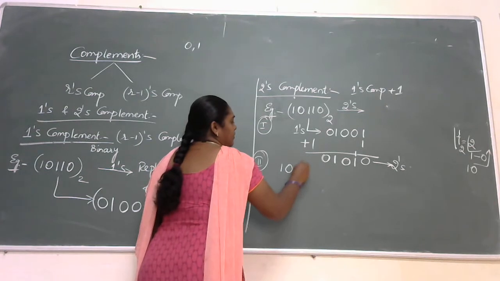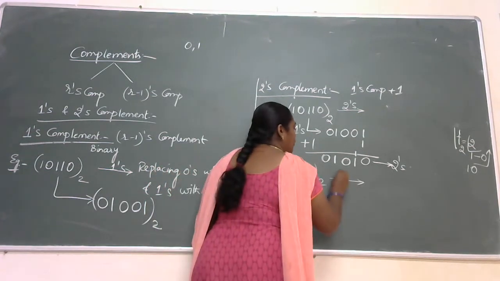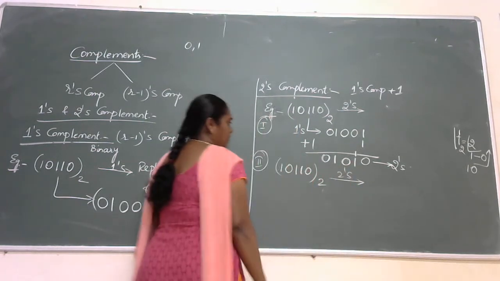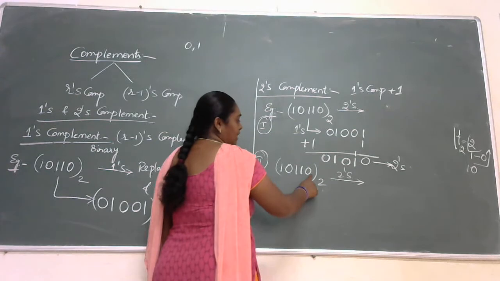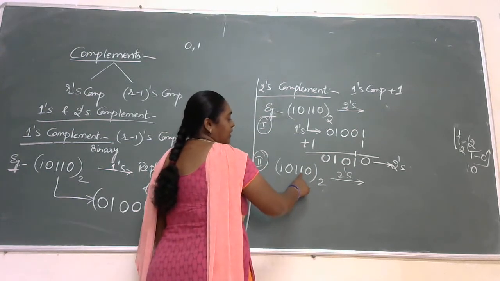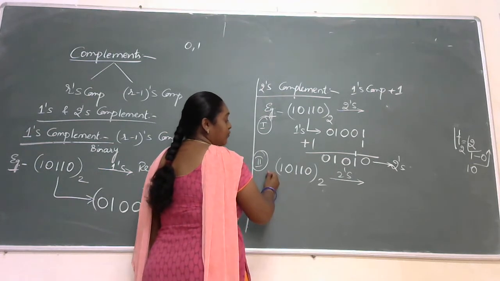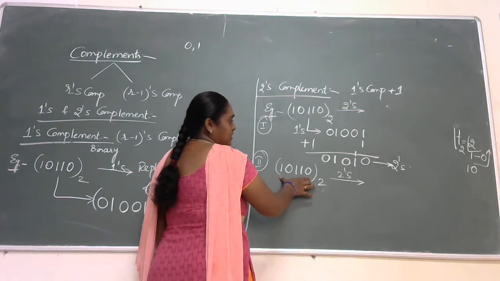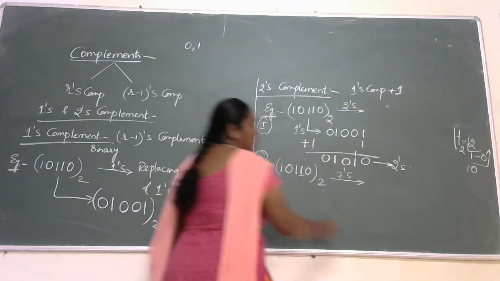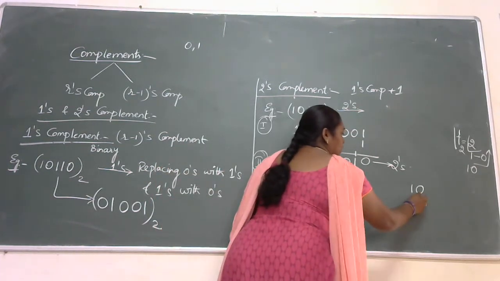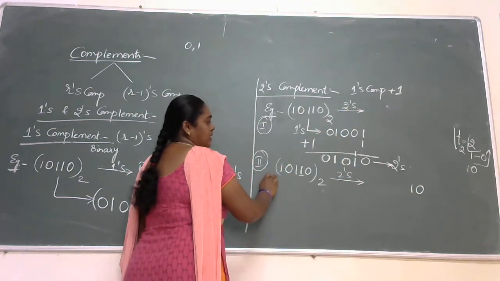The second method is to write down the first given number as it is. We can directly perform the 2's complement of this number in such a way that, starting from the LSB, wherever we get the first one, write down everything till the first one as it is, and for the remaining bits perform the 1's complement. In this given question, I am getting the first one in the second position. So I am writing 0 as well as 1 as it is.